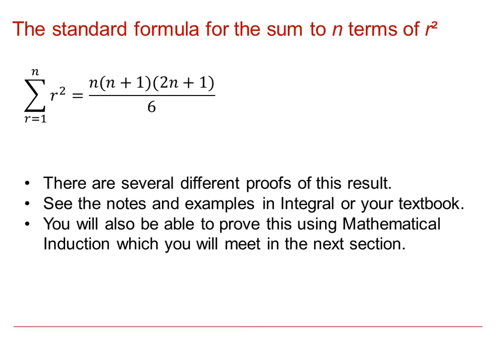The standard formula for the sum of n terms of r squared is given as sigma r squared equals n times n plus 1 times 2n plus 1 over 6. There are several different proofs of this result, and you will see notes and examples on the integrals site and in your textbook. You will be able to prove this result using mathematical induction in the next section.